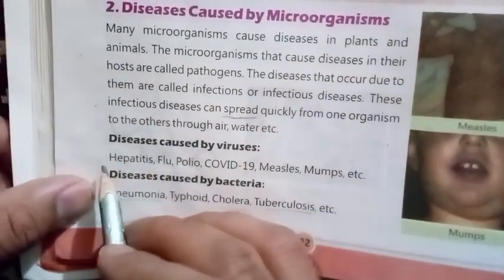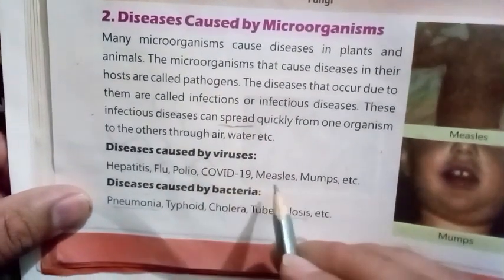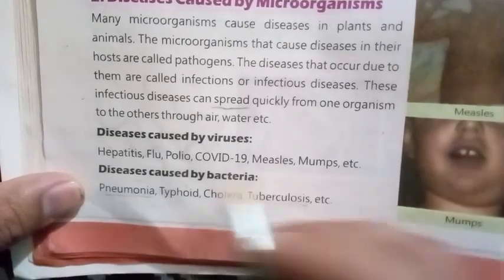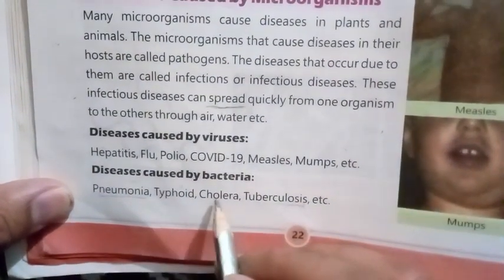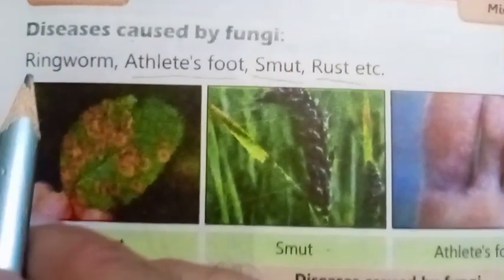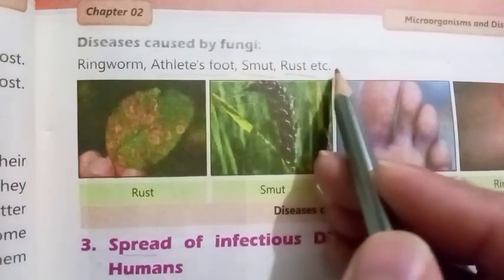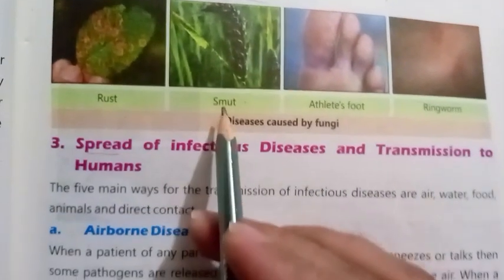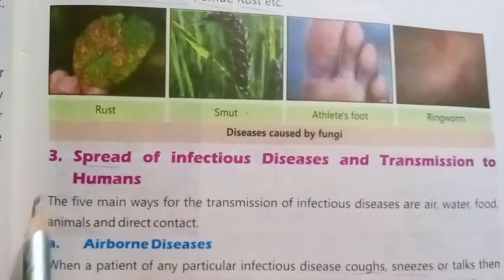Diseases caused by viruses: hepatitis, flu, polio, COVID-19, measles, mumps, etc. Diseases caused by bacteria: pneumonia, typhoid, cholera, tuberculosis, etc. Diseases caused by fungi: ringworm, athlete's foot, smut, rust, etc.